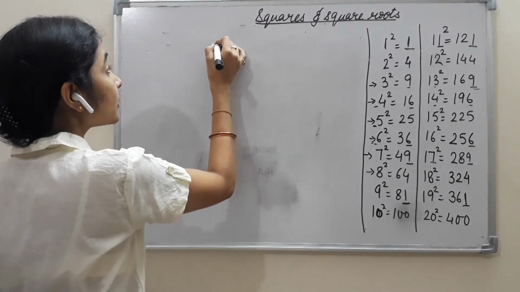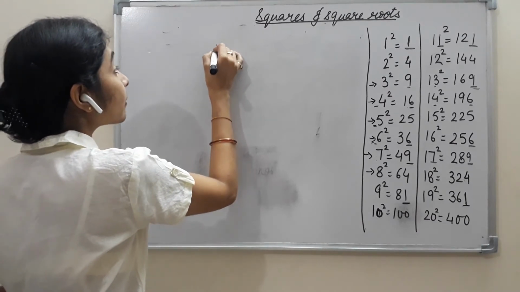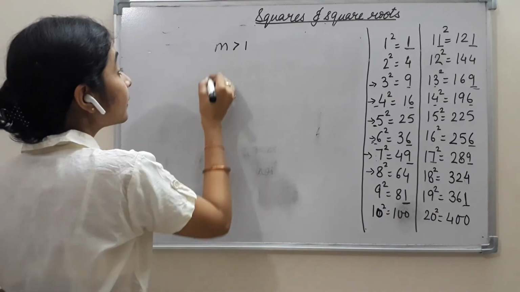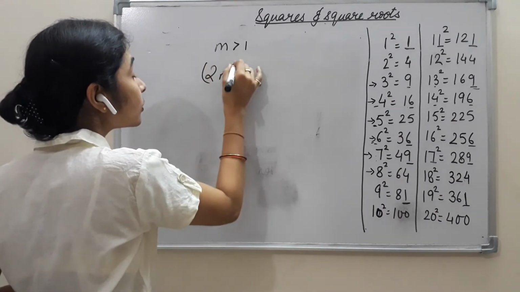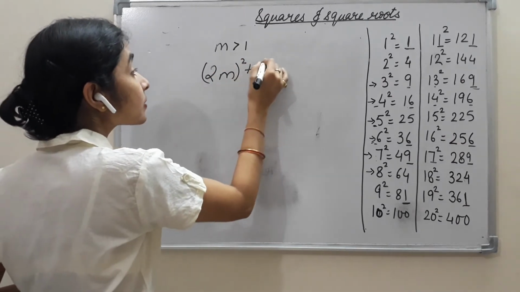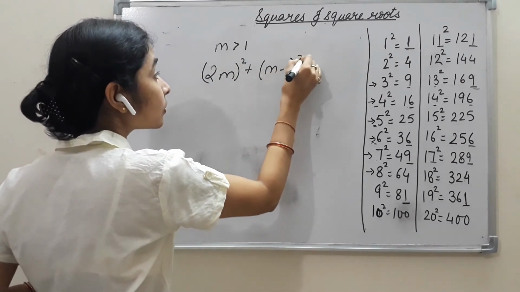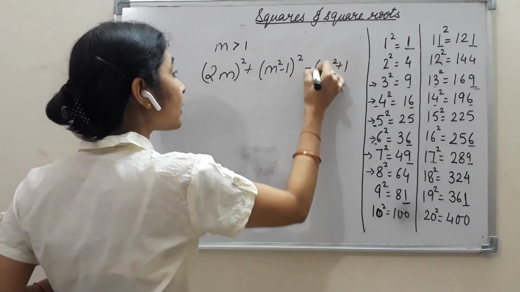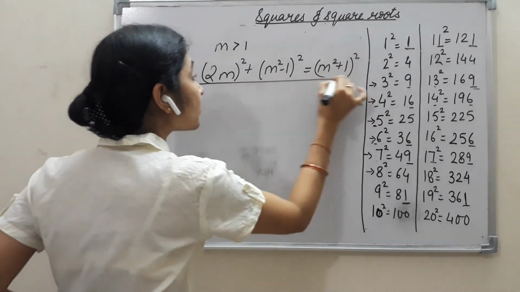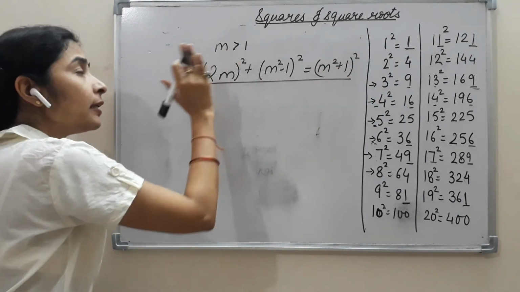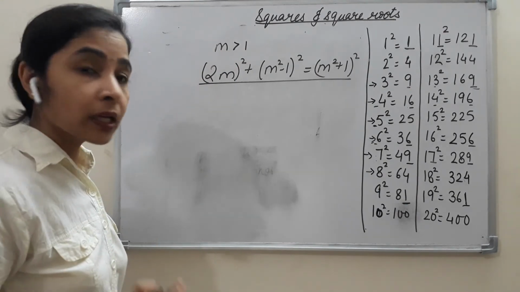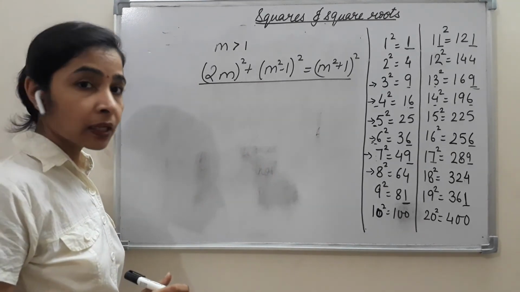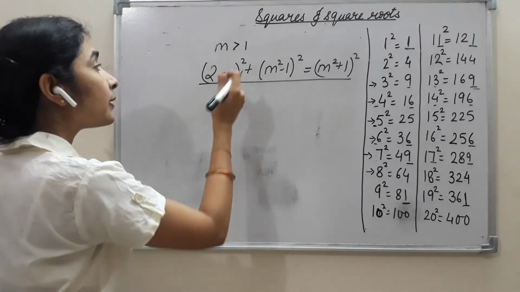So the relation between them can be expressed like this: for any number m greater than 1, (2m) whole square plus (m square minus 1) whole square is always equal to (m square plus 1) whole square. This forms the Pythagorean triplet. We can take any number m greater than 1, and if we put it in this formula, we get a Pythagorean triplet. Let us take 2.